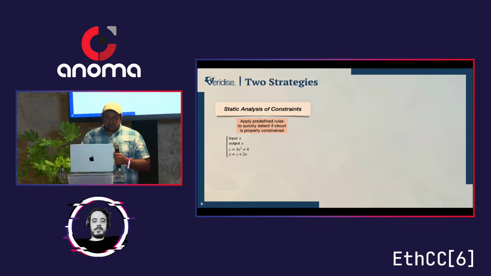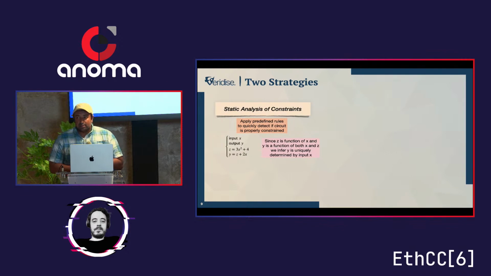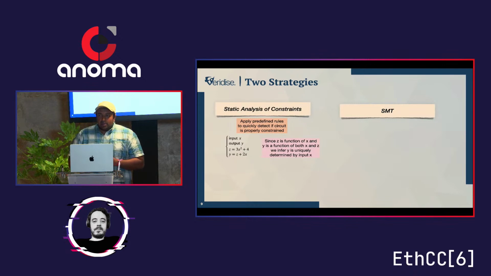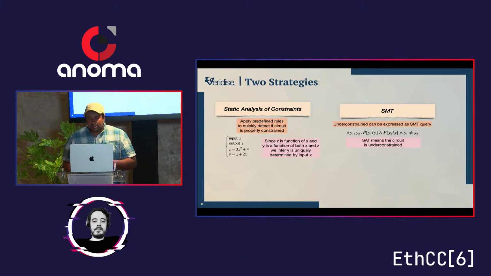For example, suppose you had a set of constraints like the one on the left. The rules might say something like this: since z is a function of x and the output y is a function of both x and z, then we can infer that y is a deterministic function, or a mathematical function, of x. And so we know that it's uniquely determined by the input. Another strategy is using something called SMT reasoning. Under-constrainedness can be expressed as a formula in first-order logic.